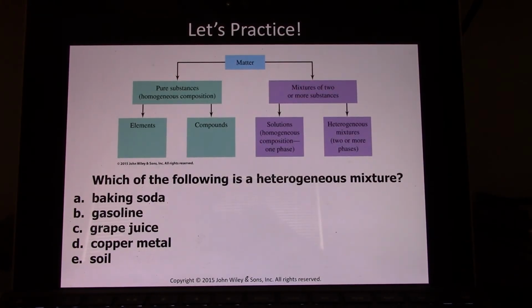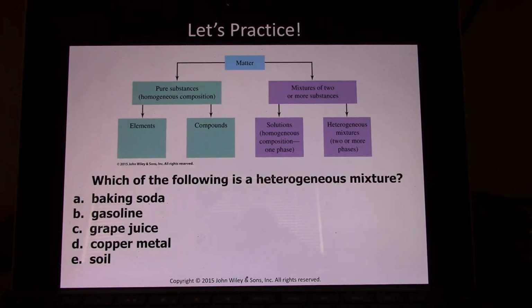So which of the following is a heterogeneous mixture? Well, baking soda is just sodium bicarbonate. It's one pure substance. Gasoline is a mixture, but it should be a homogeneous mixture. Hopefully, your first gallon of gas is exactly the same as your second gallon of gas is exactly the same as all of your gallons of gas. They hopefully are all the same because they're supposed to be. Grape juice. If you buy a bottle of grape juice at the store, hopefully it's all the same. Your first glass should hopefully taste just like your last glass. It should be all the same.